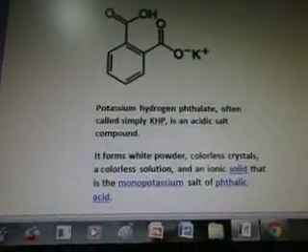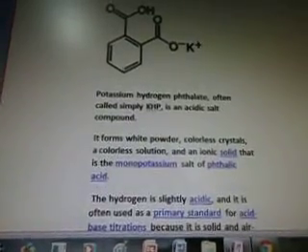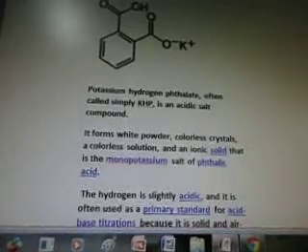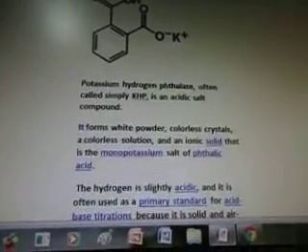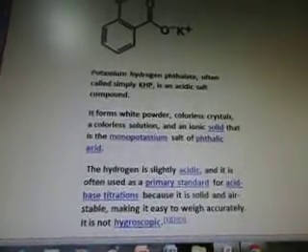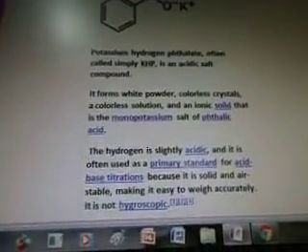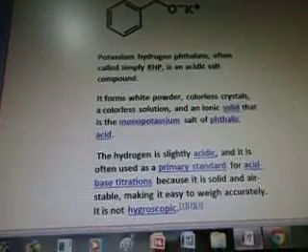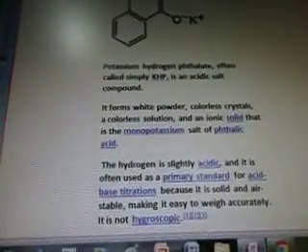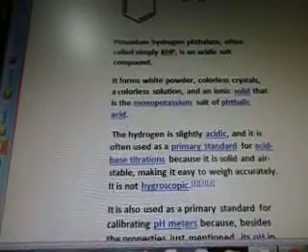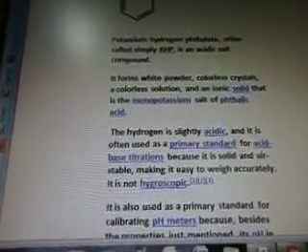So it looks like potassium hydrogen phthalate, often called simply KHP, is an acidic salt compound. So there we have our sodium compound again, and we had sodium in with the long distance communication vapor thing to create the vapor, right? So it forms a white powder, colorless crystals. There we have crystals again. A colorless solution and an ionic solid that is the monopotassium salt of phthalic acid.